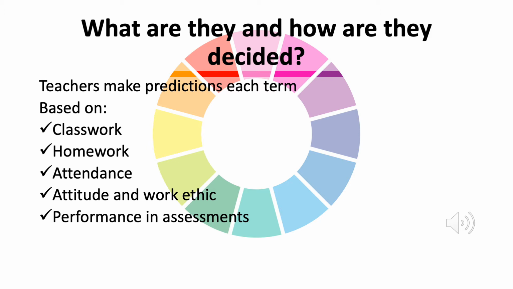They're decided when teachers make predictions each half term about how they think your child is going to do in their GCSEs. They make these predictions based on classwork, homework, attendance, attitude and work ethic, and performance in assessments. If a child is doing really well, they'll be placed in a higher colour group. If a child is not performing well, we'll place them in a lower colour group. Each colour group has different interventions and different things that we do to make sure they progress.